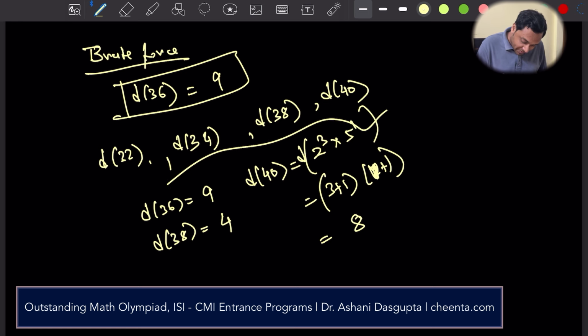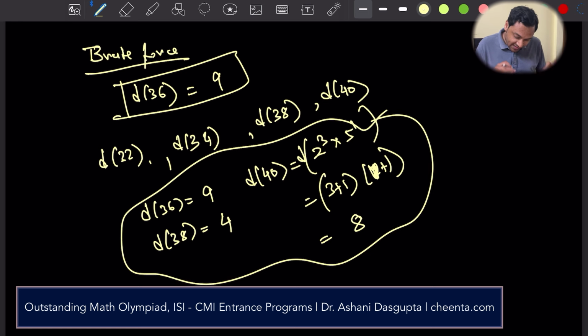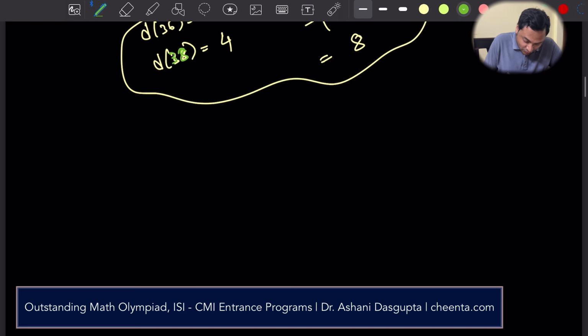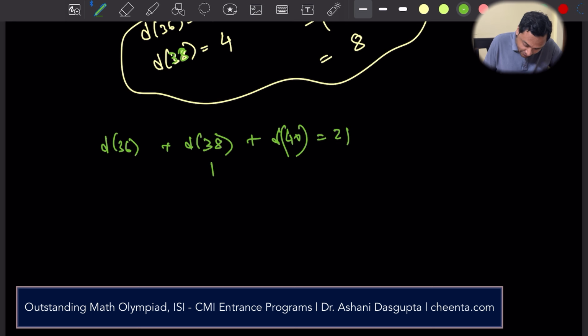So this combination actually works. 9 plus 8 plus 4 is indeed 21. So the smallest value of n is 38. So d of 36 plus d of 38 plus d of 40 is indeed 21, where 38 is my n. The smallest value of n that might work.